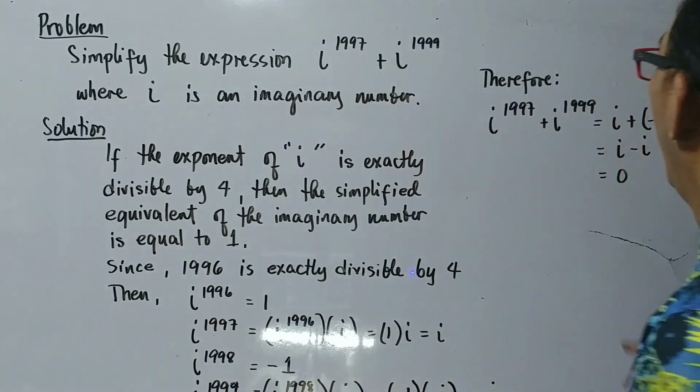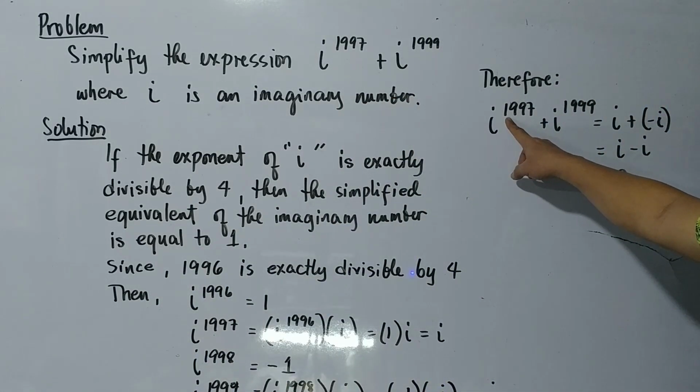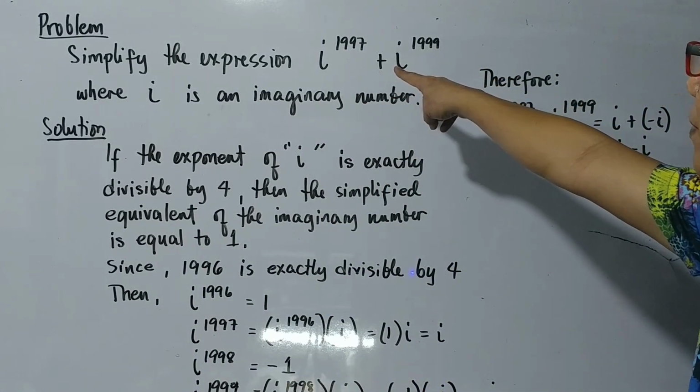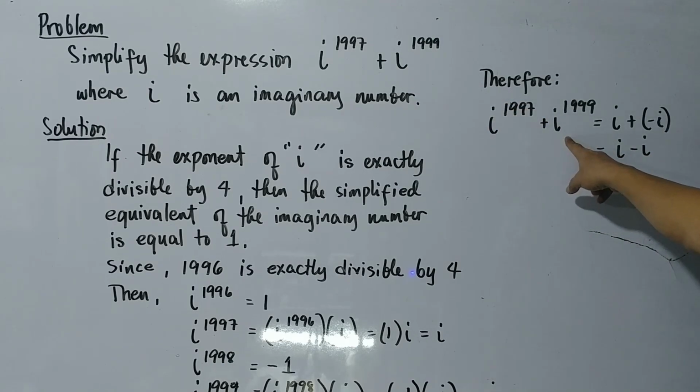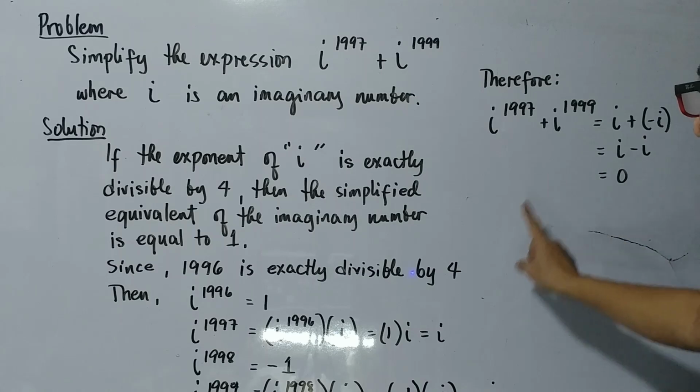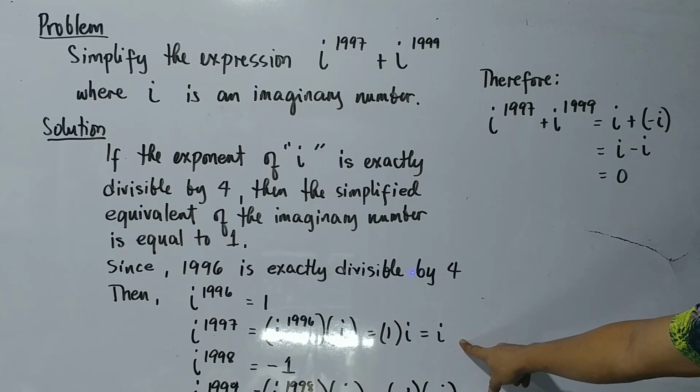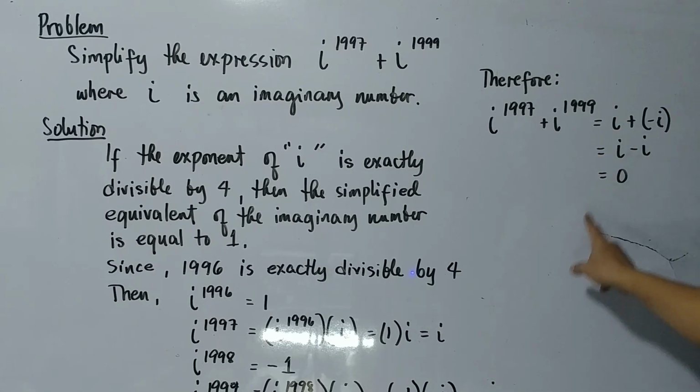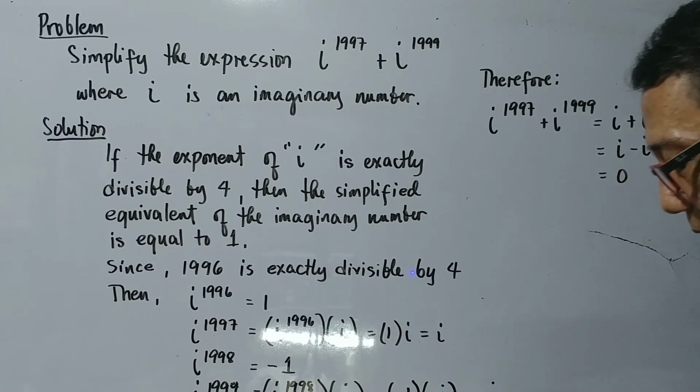Therefore, i to the 1,997 from the problem plus i to the 1,999 is equal to i plus the i to the 1,999, which is negative i. Therefore, now i minus i equals 0. And this is the answer.